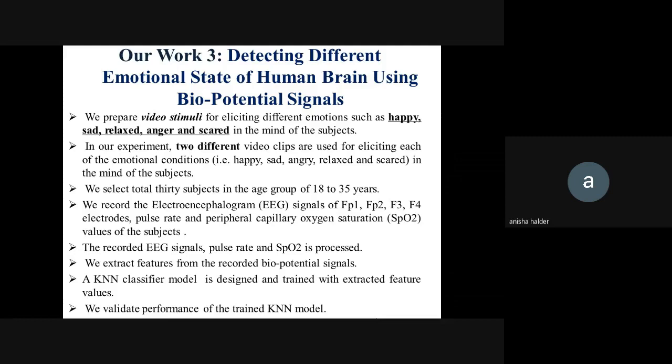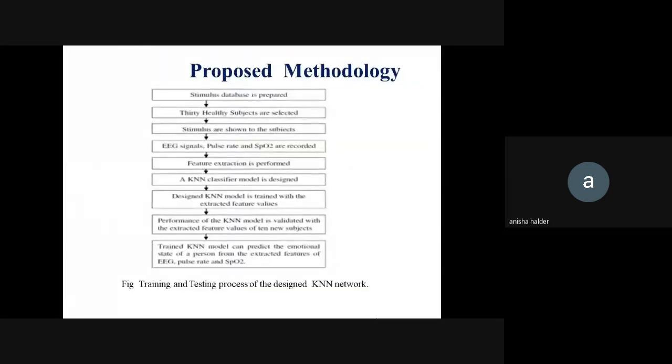The recorded EEG, pulse, and SpO2 are processed. We extract features from the recorded biopotential signals. Then here we have used a k nearest neighbor algorithm, which is supervised, and the accuracy is quite high. The training, then the validation, and the testing. Here is the proposed methodology.